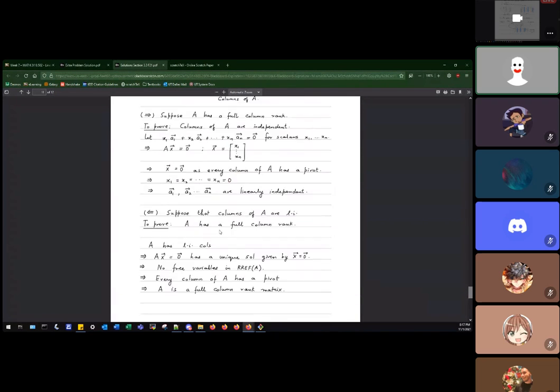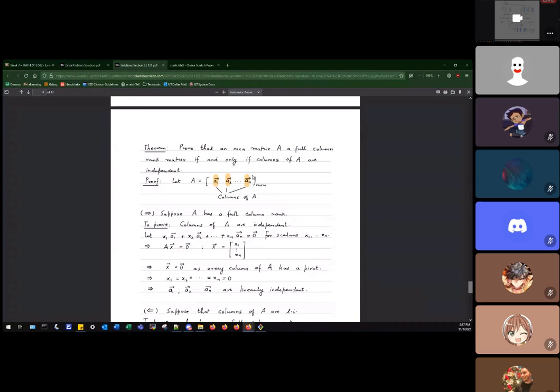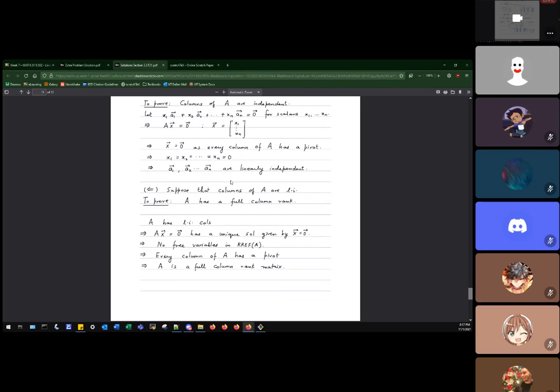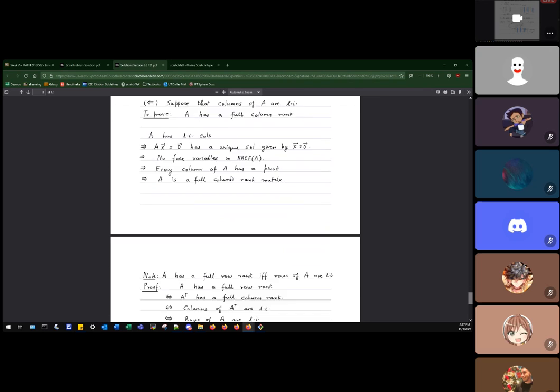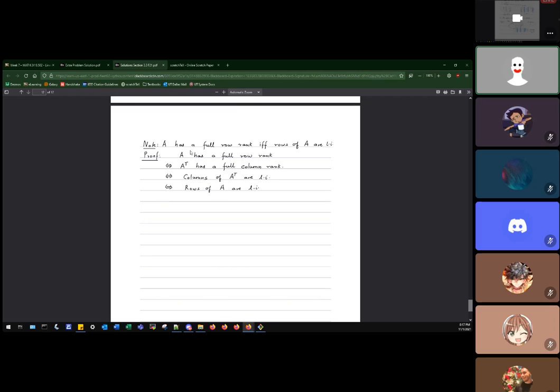Is that all for? Okay. Matrix A has full column rank if and only if the columns are linearly independent. Good to know. And matrix A has full row rank if and only if the rows are linearly independent. That's good to know as well.